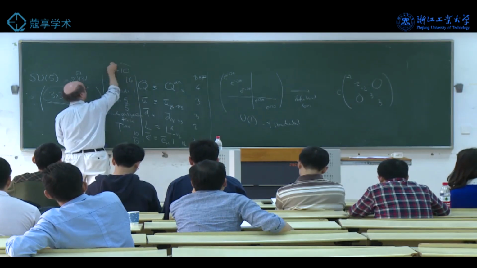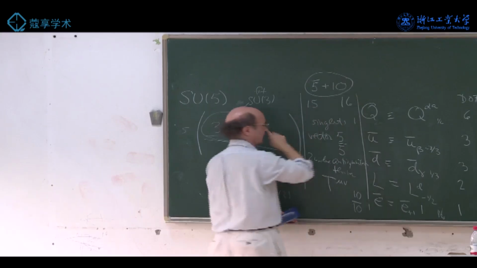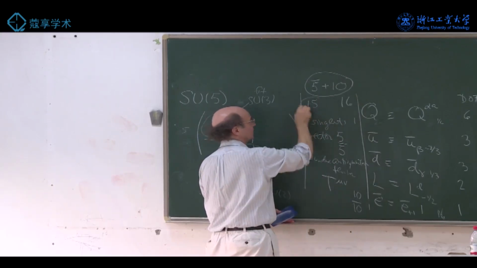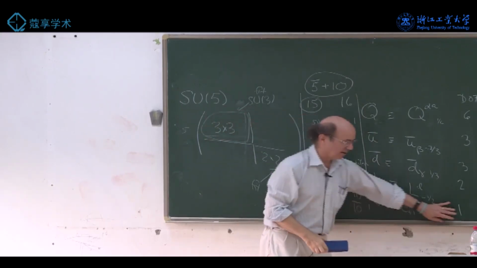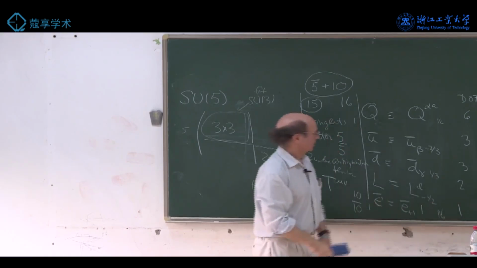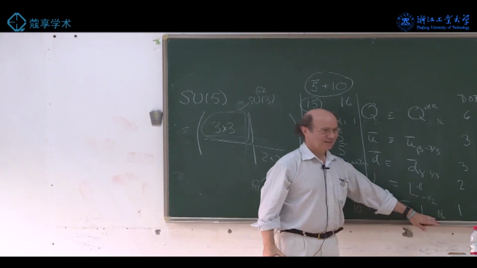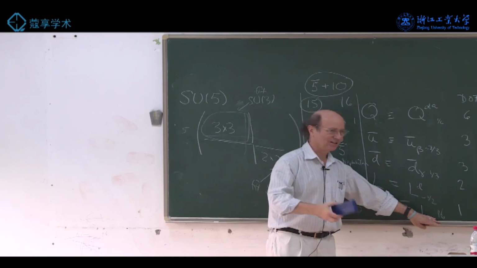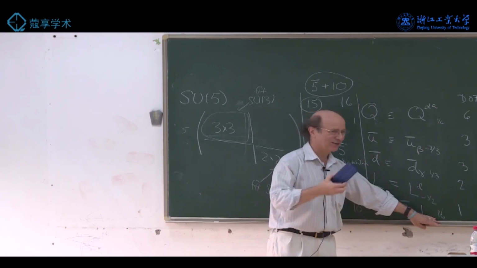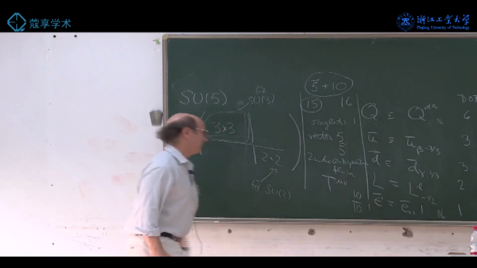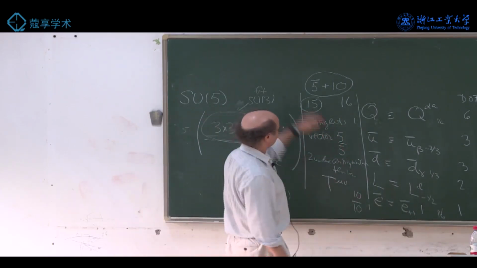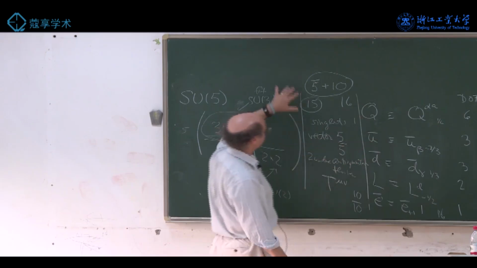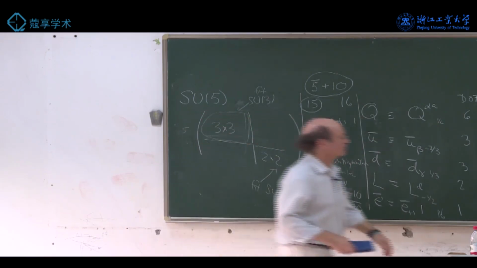So let's see how 5 bar plus 10 fits the 15 degrees of freedom, leaving out n. That's going to be a singlet. In fact, it has to be a singlet under SU5 because it's a singlet under SU3 and SU2 and U1. So we'll get all the other guys fitting into 2 multiplets.